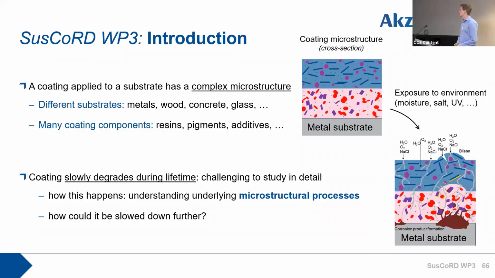You can also see that the coating consists of many different components. These systems get exposed to an external environment, for instance to moisture, UV radiation, and salt. Over time, they will degrade slowly. This happens very, very slowly, so it's very difficult to study these changes that happen in these materials, and specifically the underlying microstructural processes. We really want to understand these further, and understand how we can slow these down further.